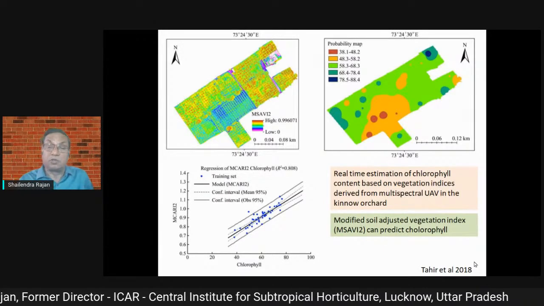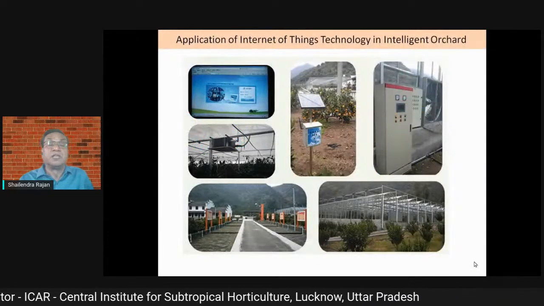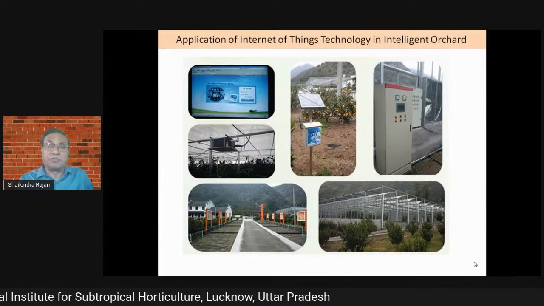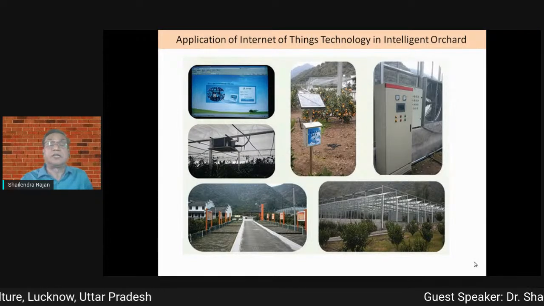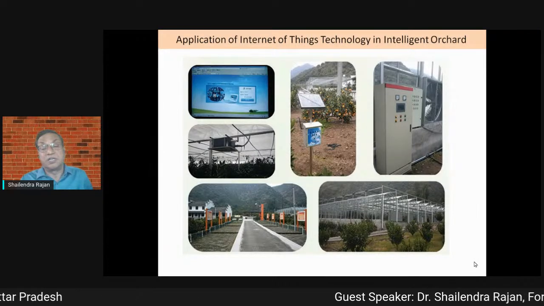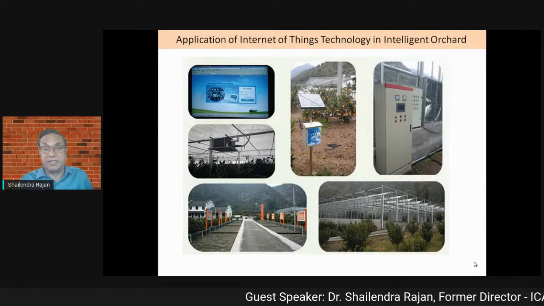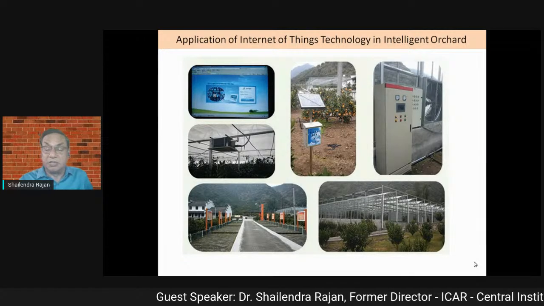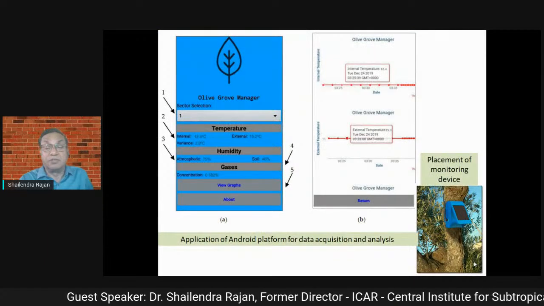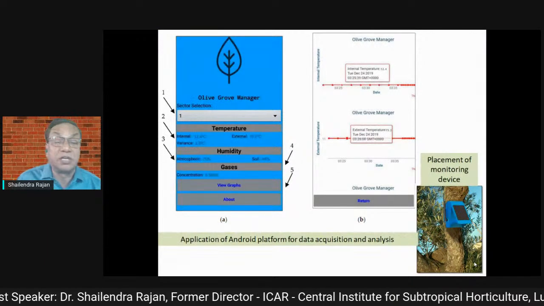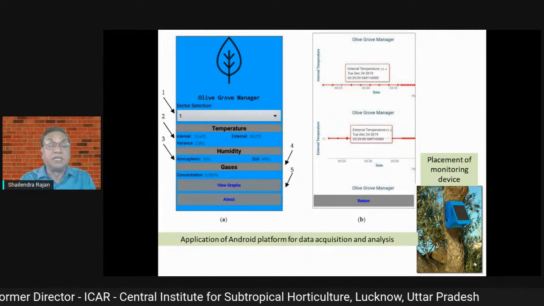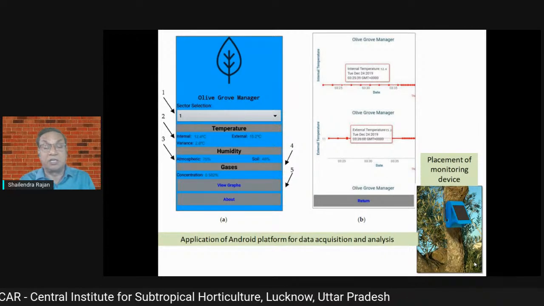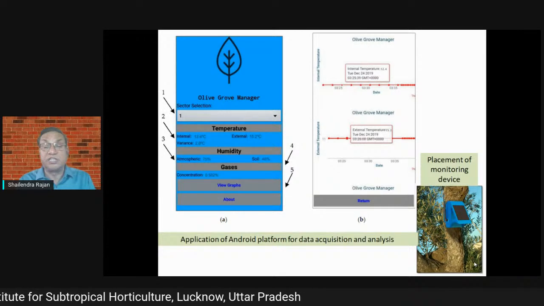This is for the Kinno orchard or orange. Then some of the orchards are there with the application of Internet of Things, IoT. So the entire orchards are like that, and beautifully managed using these technologies. I will not go into details. Particularly, some monitoring devices have also been developed on an Android platform for data acquisition and analysis.